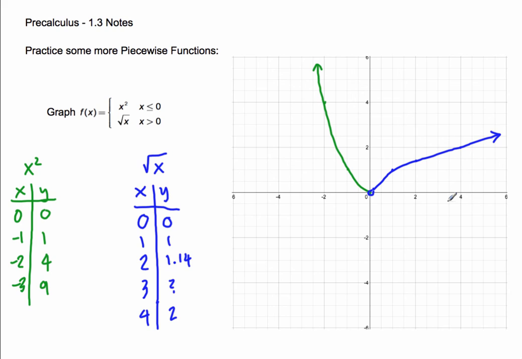And if you have a question with one of those types of things, please ask. But we spent a lot of time talking about how to analyze a graph, and so you should be able to do that, even with something that doesn't look quite as easy. But that's how you do a piecewise.